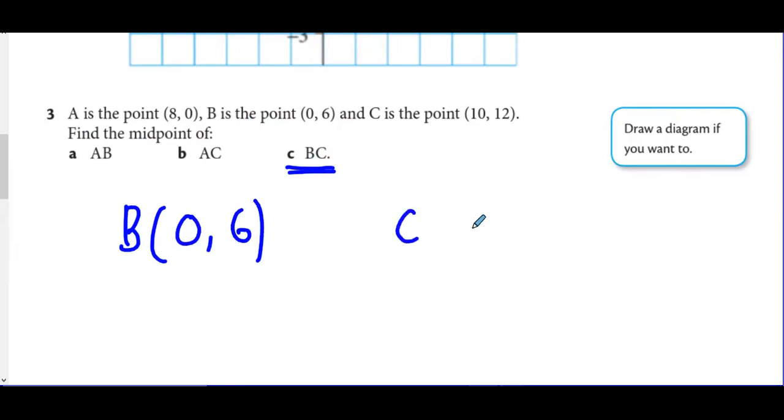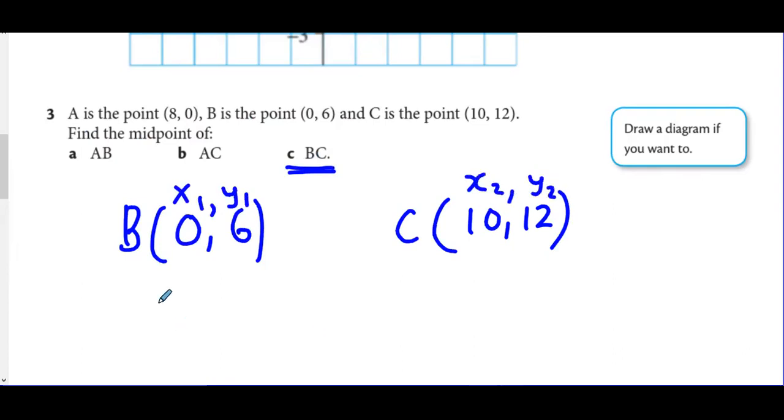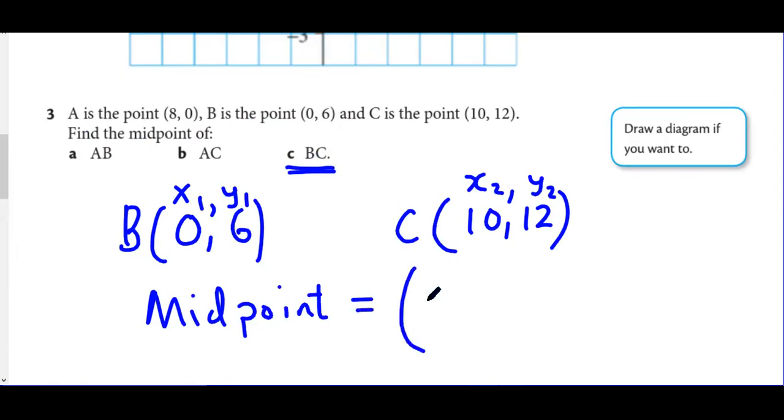C is (10, 12). Okay, now we know how to label. This is X1. This is Y1. This is X2. This is Y2. What is the midpoint? The midpoint equals X1 plus X2, so I'll be writing 0 plus 10. The answer I get divided by 2. Y1 plus Y2, 6 plus 12. The answer you get divided by 2.